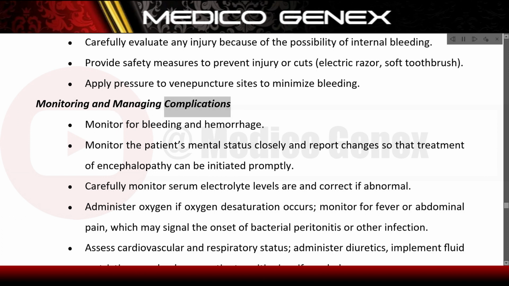Monitoring and managing complications. Monitor for bleeding and hemorrhage. Monitor the patient's mental status closely and report changes so that treatment of encephalopathy can be initiated promptly. Carefully monitor serum electrolyte levels and correct if abnormal. Administer oxygen if oxygen desaturation occurs. Monitor for fever or abdominal pain, which may signal the onset of bacterial peritonitis or other infection.